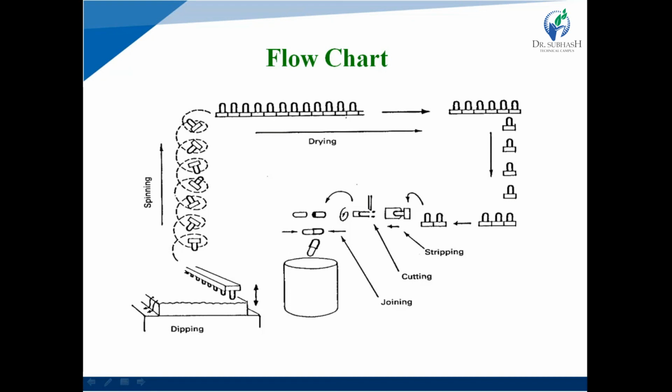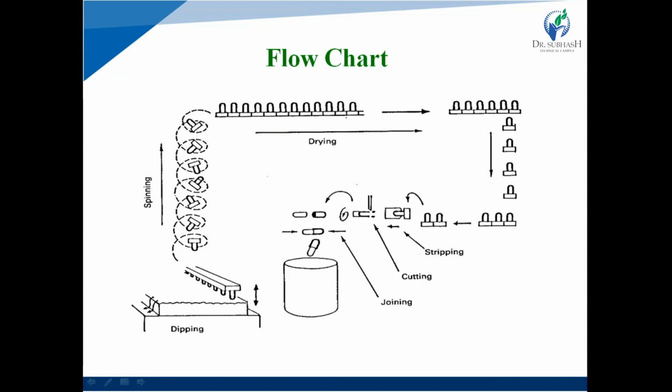Next one is spinning. The pins are rotated to distribute the gelatin over the pins uniformly and to avoid the formation of a bead at the capsule end. Next one is drying. In this step, the plate holding the pins is slowly raised from the gelatin solution and is subjected to blow drying with air, which has controlled temperature and humidity. During this period, the gelatin sets or gels over the pins.